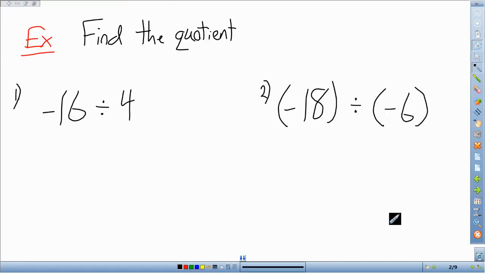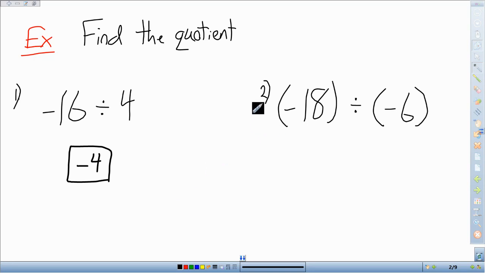So let's go ahead and try some simple examples here. Take a second, copy these down, and we'll go over them together. On this first problem, we have negative 16 divided by 4. You guys know these numbers divide evenly. 4 goes into 16 4 times, but since 16 is negative, we end up with a negative 4. Not a whole lot there, just making sure we understand the rules.